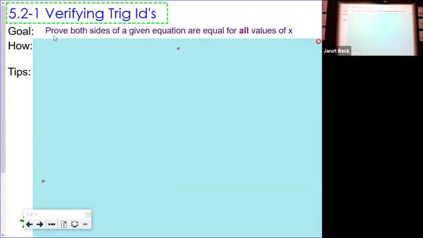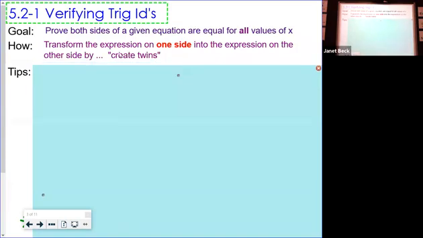How do you do it? We're going to be proving that both sides of a given equation are equal for all values. That's verifying it's a trig identity. How we're going to do it is by transforming the expression on one side of the equation until it's equal to the expression on the other side, so that we've created what I call these identical twins. So tips, you don't have to write all of these down, but some of them I'm going to want you to do a little bit of work on.